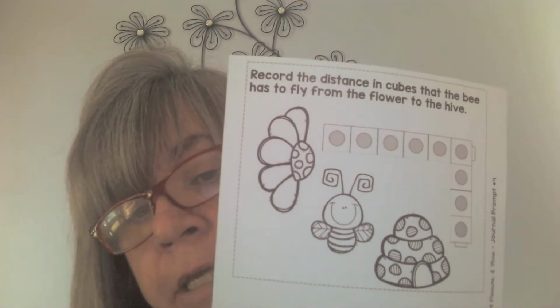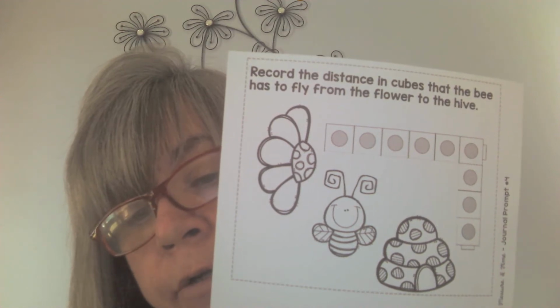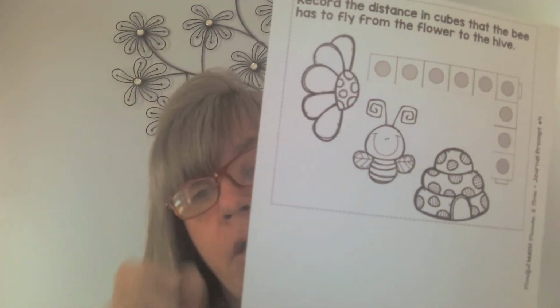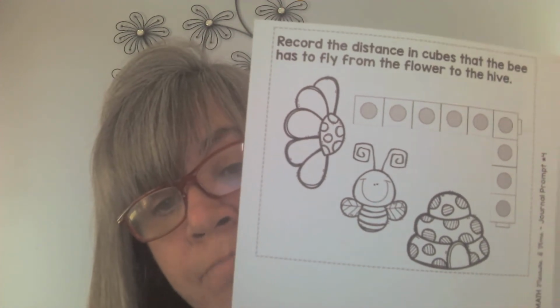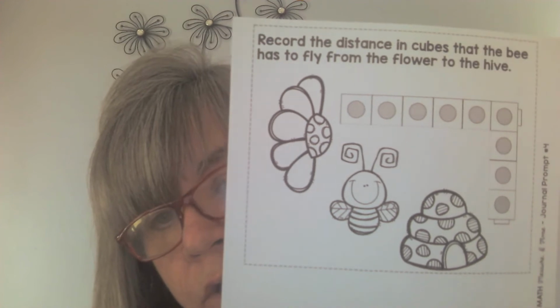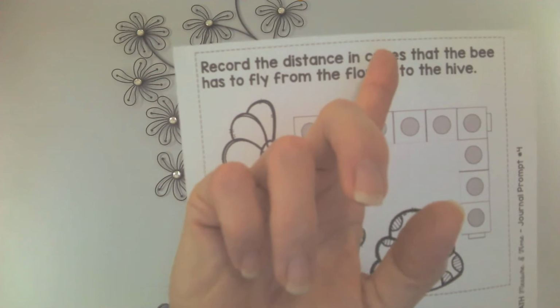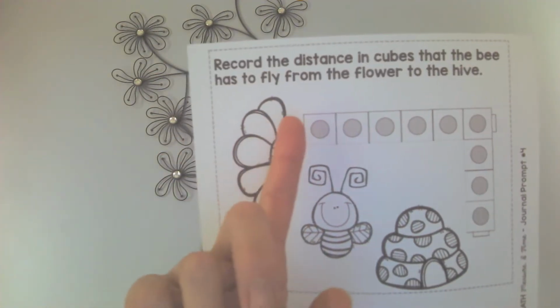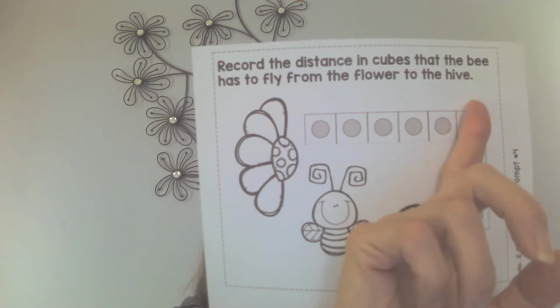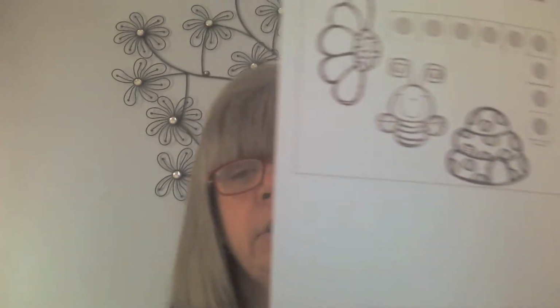There's a cute little bee, and he's going from the flower to the hive. I bet he has some nectar to deliver, and I bet he has some pollen to drop off. So busy little bee. So you have to record the distance in cubes that the bee has to fly from the flower to the hive. So you're going to go from the flower down to the hive and tell me how many cubes that is. You can put the answer here or here. Okay, that's measuring the distance.